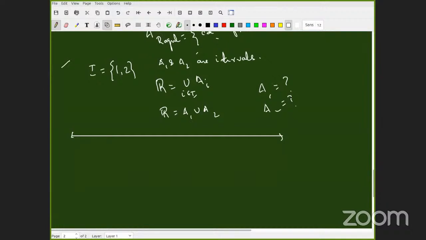Now my index set is finite. It consists of only 2 elements. I want to write the set of real numbers as union over i in I of A i. Still somebody is having doubt, or who is that? First put a cross. Srinidhi?